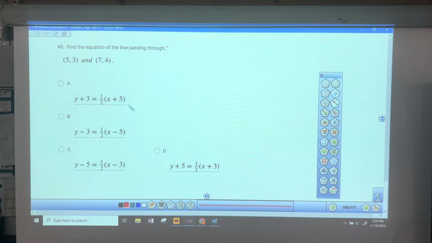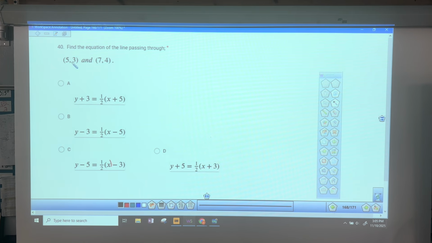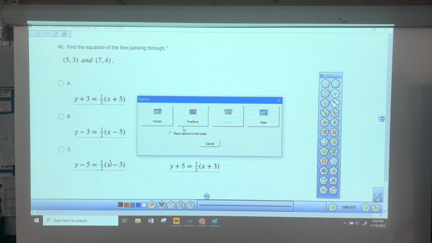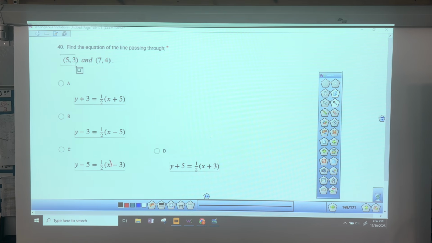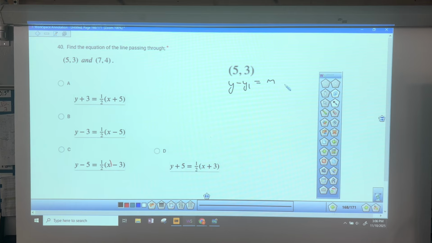We could find the slope, but notice, they all have the same slope. So if we did our busy work, we'd find out that the slope was 1/2. But what we need now is to choose a point, 5, 3 or 7, 4. So I'm going to choose 5, 3 first. Let's see what happens. So y minus y sub 1 equals m times x minus x sub 1. And we can tell from the answer choices that the slopes are all 1/2.